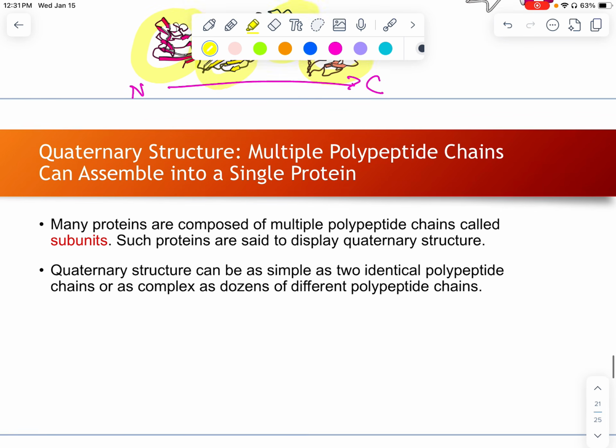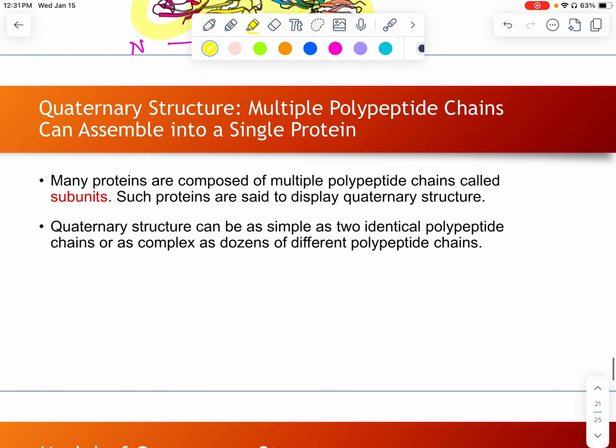Now we get to quaternary. As we look at quaternary structure, this is only utilized for proteins that need more than one polypeptide chain. Each of those individual polypeptide chains would be called a subunit. So you would have multiple sheets, each with its own N terminal and its own C terminal. You could have two, you could have three, you could have however many.